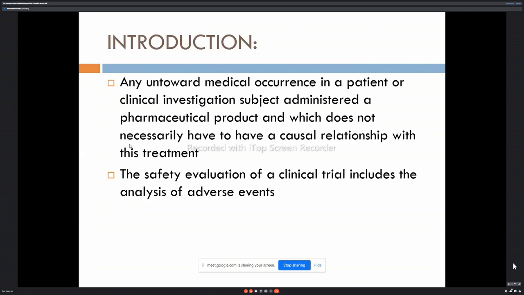And why is adverse event important? Adverse event is so important to understand the safety of the drug. The safety evaluation of the drug we will start doing from AE only. By seeing that adverse events data set, we can say whether the drug is safe or not. If you have more and more adverse events, the drug is not safe. So the safety evaluation of clinical trial data includes analysis of adverse events. Very, very important.